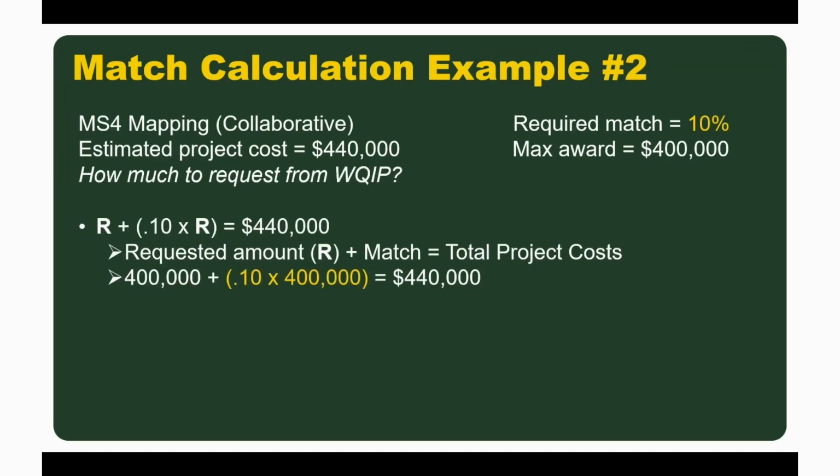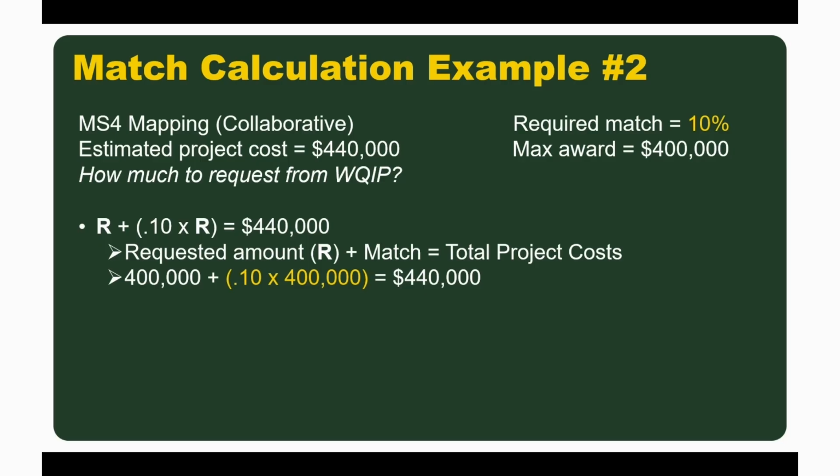For the next example, the applicant is applying as a collaborative for Municipal Separate Storm Sewer System MS4 mapping. It is estimated to cost $440,000. The current program overview indicates the required match is 10%, and the maximum award for a collaborative is $400,000. So here we're going to go through how much an applicant should request from NPG if their requested amount is unknown, to ensure they have enough funding for the $440,000 project costs.